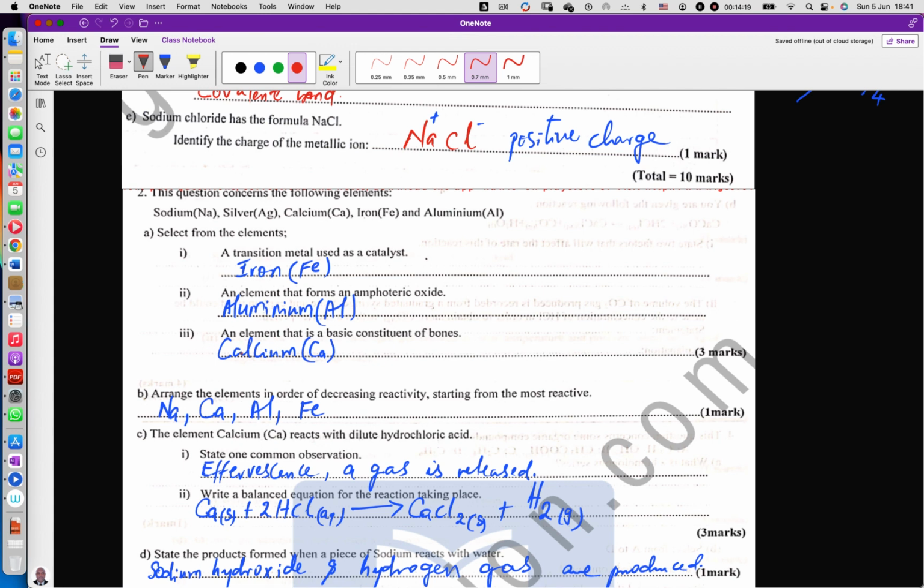Number 3, an element that is a basic constituent of bones. You know that in normal human bones, there is an element that gives strength to the bone. The element is a group 2 element, and that group 2 element is calcium.